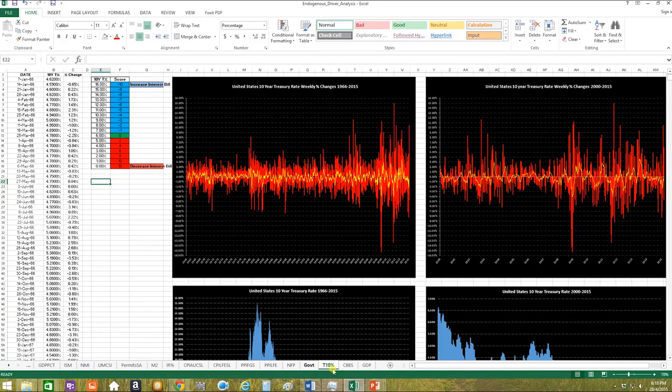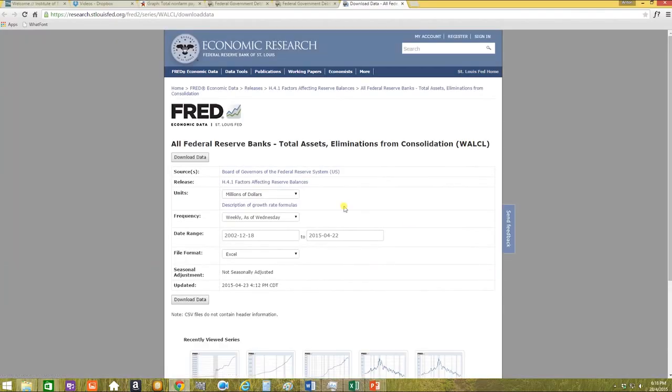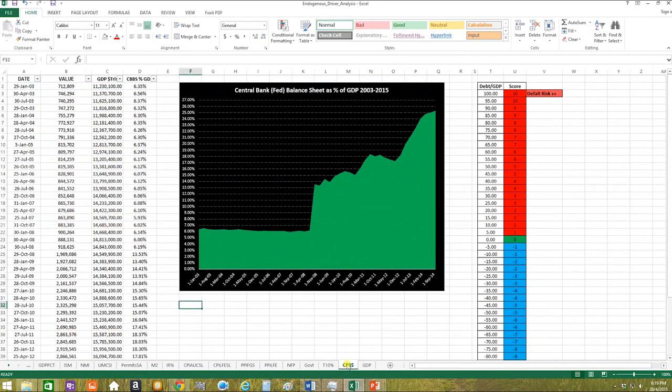So if you come out of the T10 percentage tab here, and we go to sources, to obtain the data, you're looking for the cell central bank balance sheet as a percentage of GDP, so CBBS. And we're going to the St. Louis Fed again, and the data you're looking for is all Federal Reserve banks, total assets, and the code WALCL. So you can go and get that data yourself, no problem. If we go back into the spreadsheet and scroll across, the tab we want is the CBBS tab.